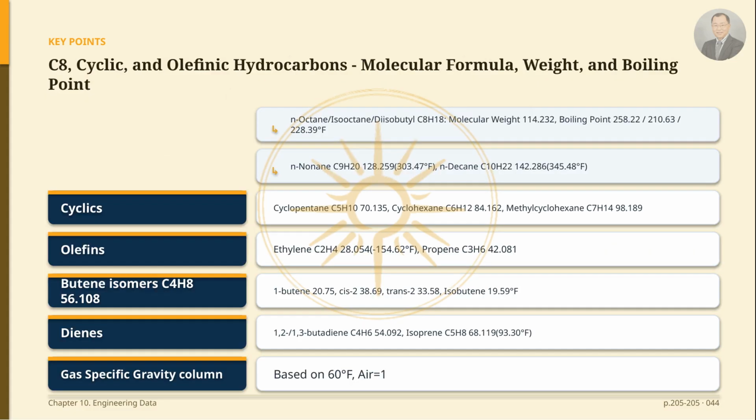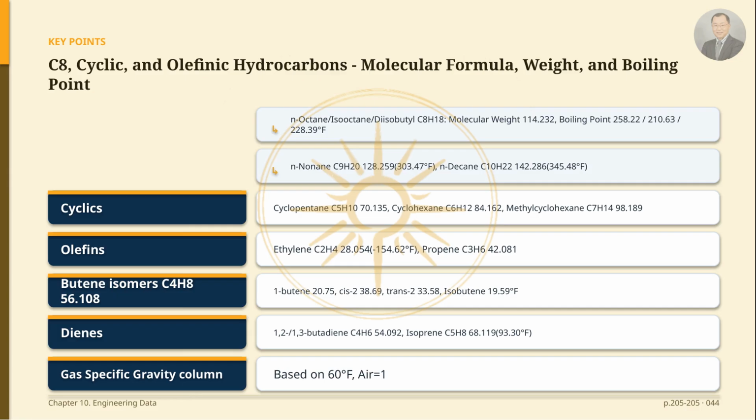This section presents the molecular formulas, molecular weights, and boiling points for paraffins with 8 or more carbons, cyclic hydrocarbons, and the olefin series. N-octane, isooctane, and diisobutyl all have the molecular formula C8H18 and the same molecular weight of 114.232, but their boiling points differ at 258.22, 210.63, and 228.39 degrees Fahrenheit, respectively.